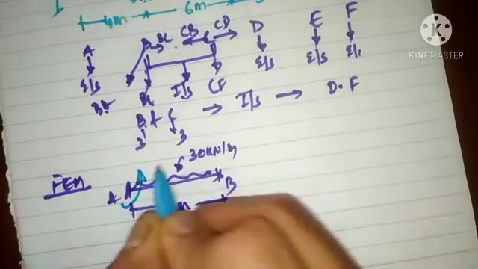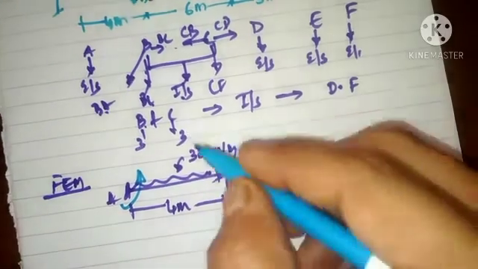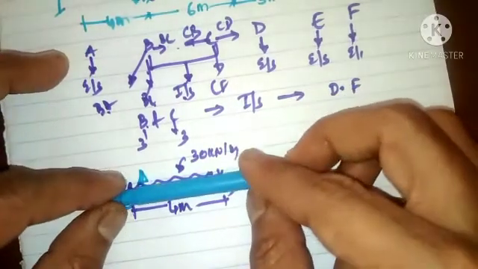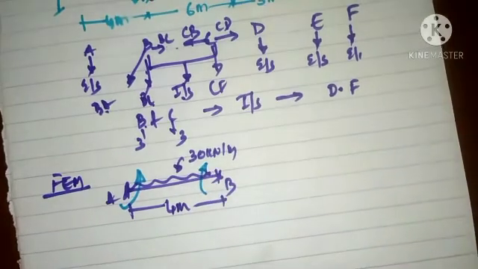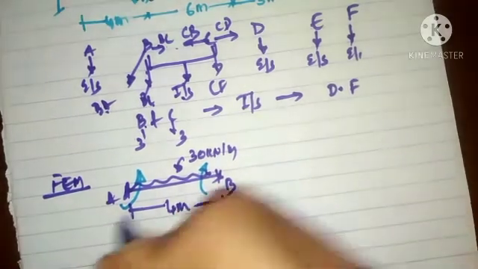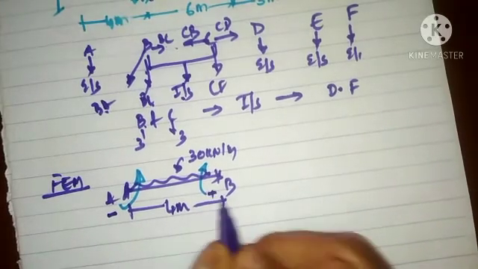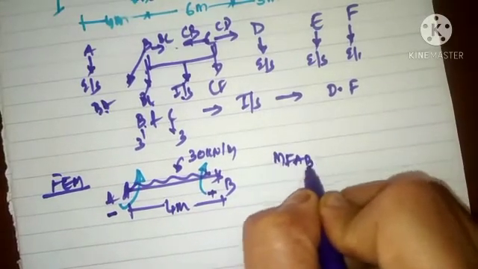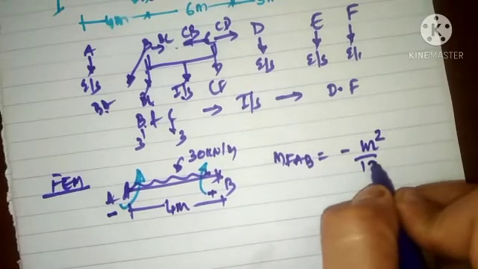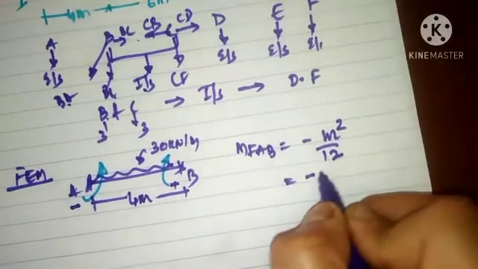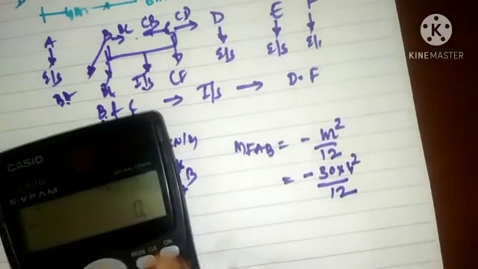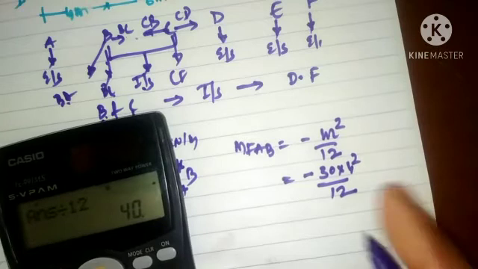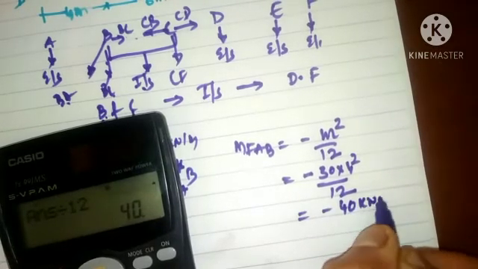So A will offer a resistance force in the anti-clockwise direction. Likewise, if I release support B, the beam will rotate in anti-clockwise direction, so B will offer a resistance force in clockwise direction. So anti-clockwise direction is negative, clockwise direction will be positive. So MFAB will be minus WL square divided by 12, which will be minus of 30 into 4 square divided by 12. If we check this calculation, 30 into 4 square divided by 12 comes out to minus 40 kilonewton meter.